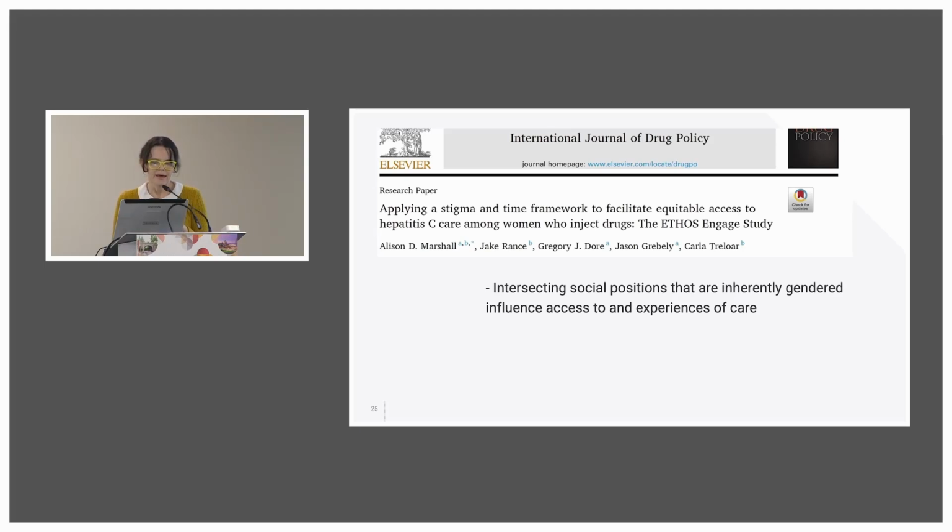treatment and care. And this is true not only for women who inject drugs, but also women from other key populations affected by hepatitis C, because it can be as simple as gendered responses to women's healthcare seeking.